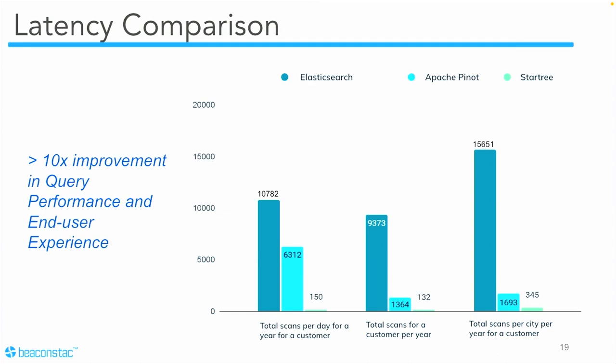As you can see on the graph, the dark blue bars represent the Elasticsearch query runtime. For the 3 queries that we have on this graph, it took between 10 to 15 seconds. And the light blue bar is Apache Pinot with no indexing, and the query runtime has reduced to a max runtime of 6.3 seconds. And with indexing, it further reduced to less than a second.